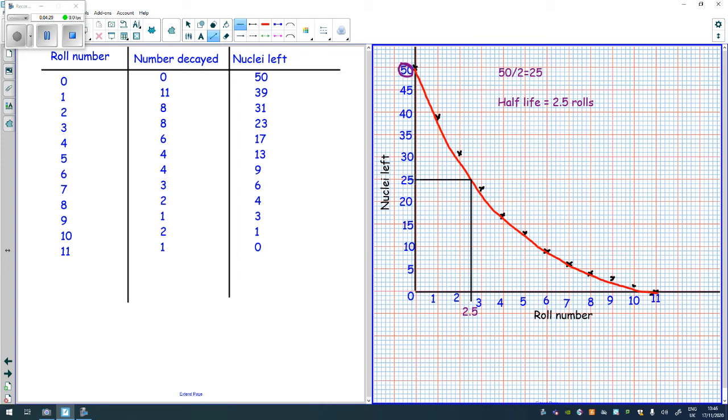Because if I then halve my 25 to 12.5, which would be about there, and go across and down, look at how many rolls it took to get to half again. To go from 25 to 12.5, it went from 2.5 to 5, which is another 2.5 rolls. So my half-life has remained constant. My half-life should always remain constant. It should always remain the same. Okay. So basically, this is why we use half-life, because it is consistent. All right.